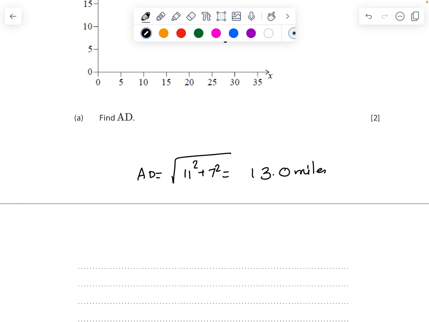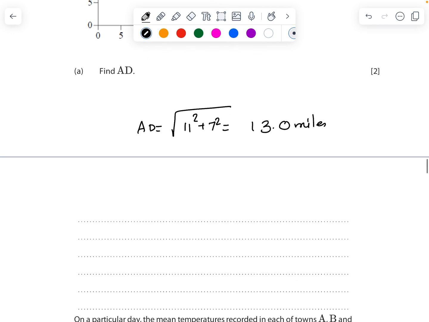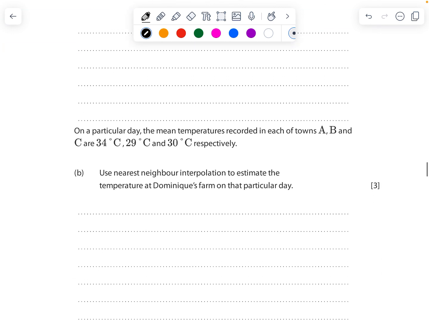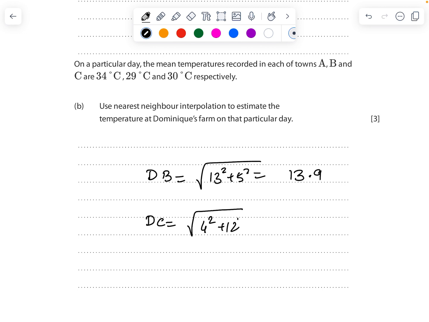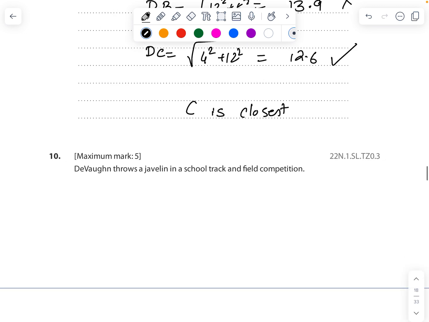On a particular day, the mean temperatures are measured. Use the nearest neighbor interpolation method to find the temperature of Dominic's farm. So I'll find the distance dB, which is square root of 13 square plus 5 square, which is 13.9. Find the distance dC, which is square root of 4 square plus 12 square, which is 12.6. So we can see that 12.6 is the closest. So therefore town C is closest, which is 30 degrees Celsius.